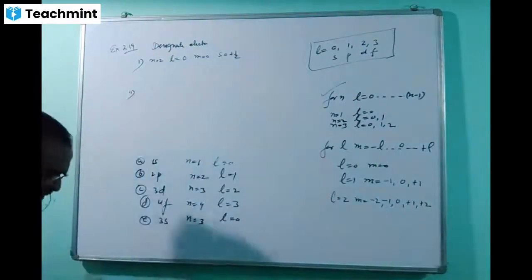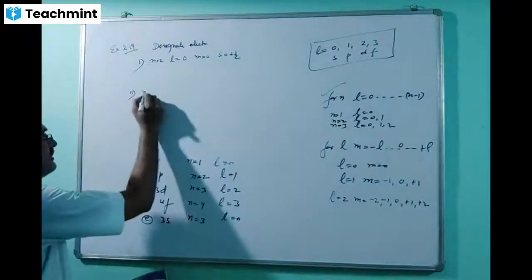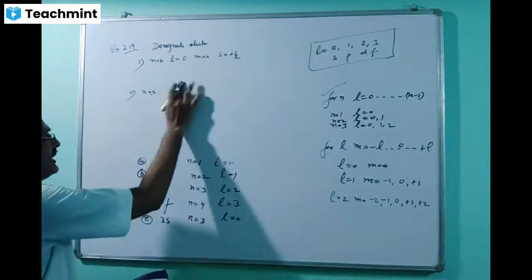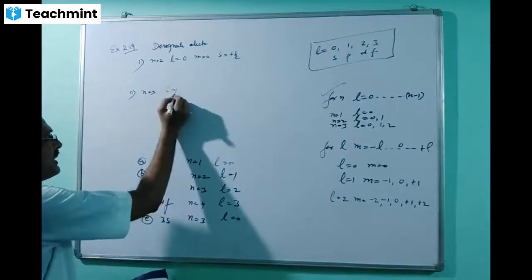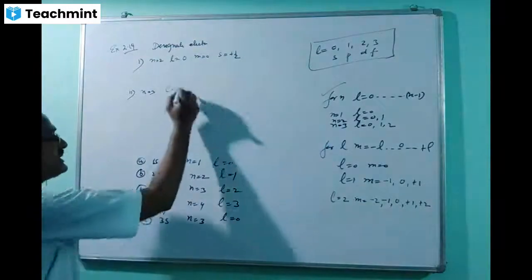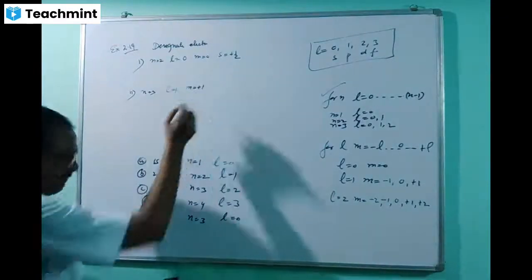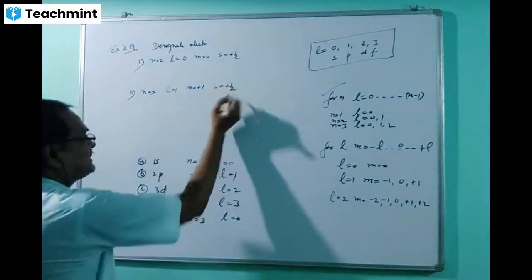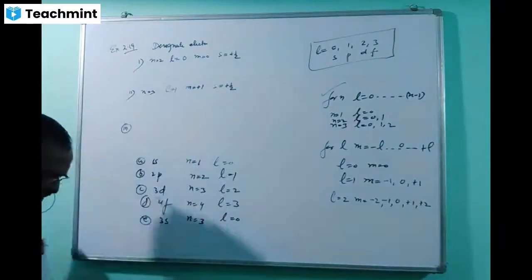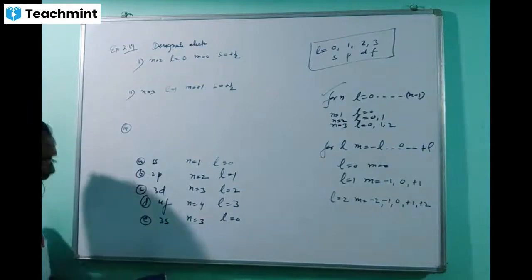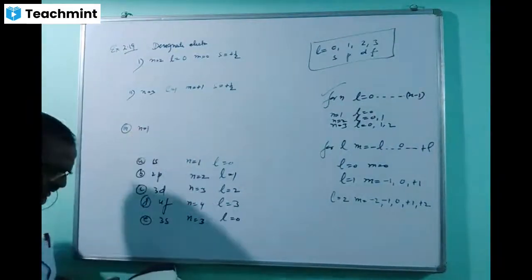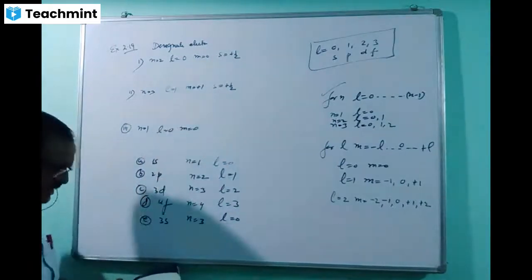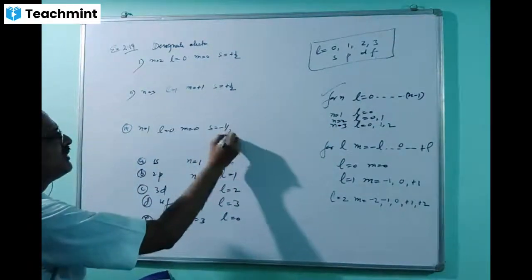The second set is given, N is equal to 3, L is equal to 1, M is equal to plus 1, and S is equal to plus half. Now the third one is given that N is equal to 1, L is equal to 0, M is equal to 0 and S is equal to minus half.